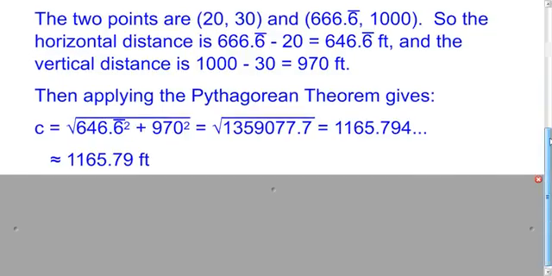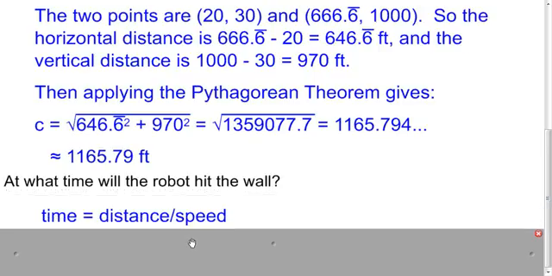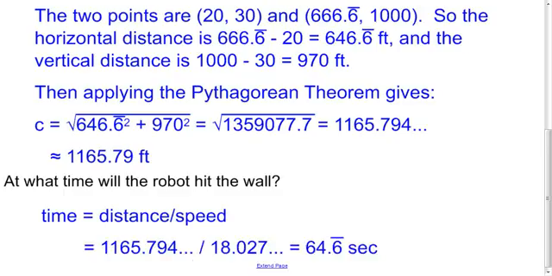And keeping this in mind, now we can finally figure out when the robot will hit the wall. Now, this isn't the only way to do this calculation, but it's the way that I wanted to go about it. You could have also used the other points, but just to add on the seconds that are left over. So we know that time is this distance divided by speed, and here we have the total distance divided by the speed. I'm not going to round them here. And when you divide them, you end up with an exact answer of 64.6 repeating seconds.